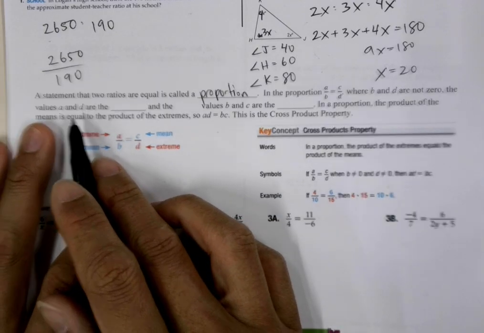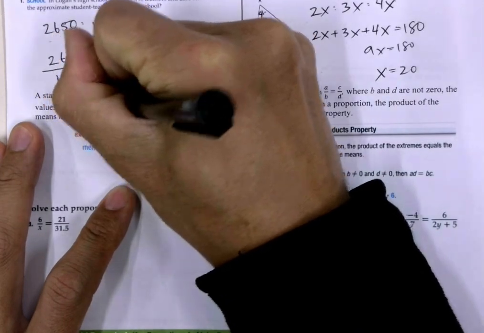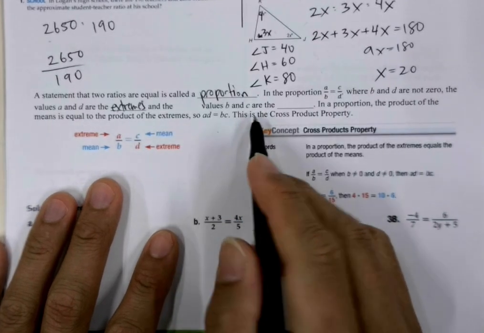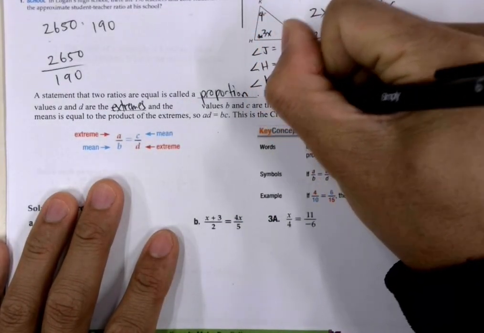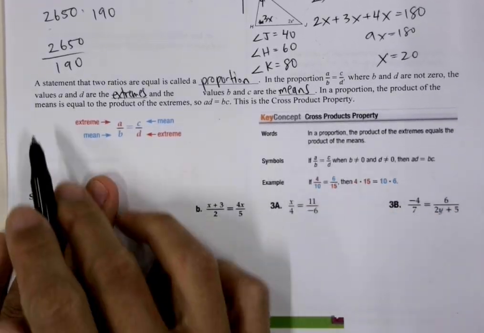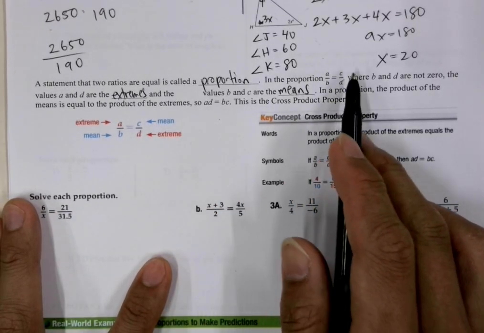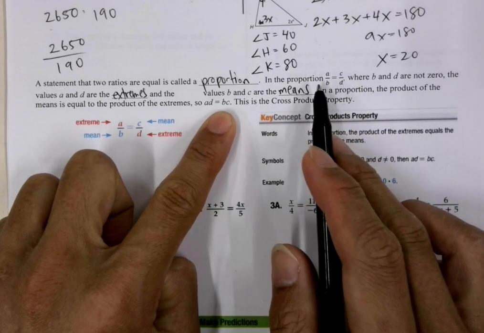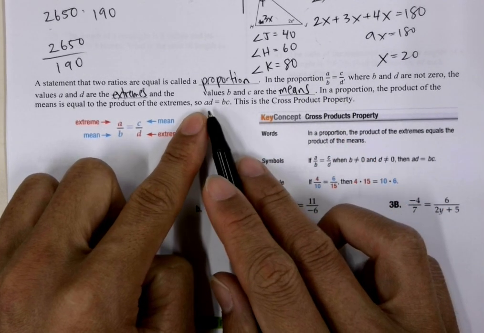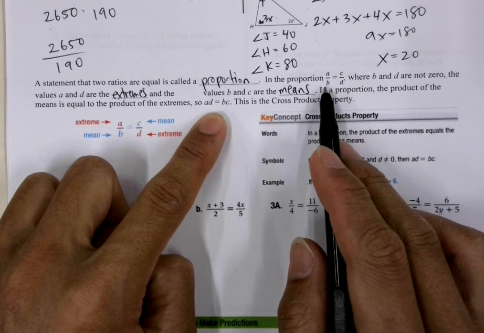The values A and D are the extremes. And the values B and C are the means. In the proportion, the product of the means is equal to the product of the extremes. So if we do have this proportion, we can create a new equation where we have the extremes, A and D, A times D, is equal to the product of the means, B times C.